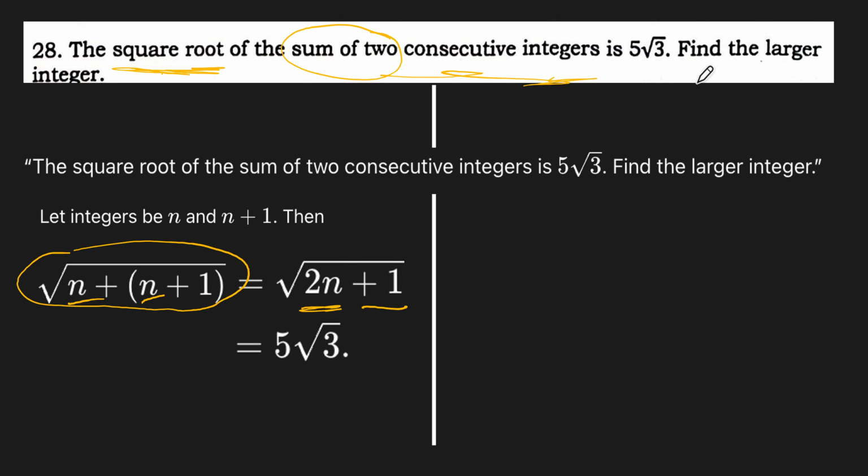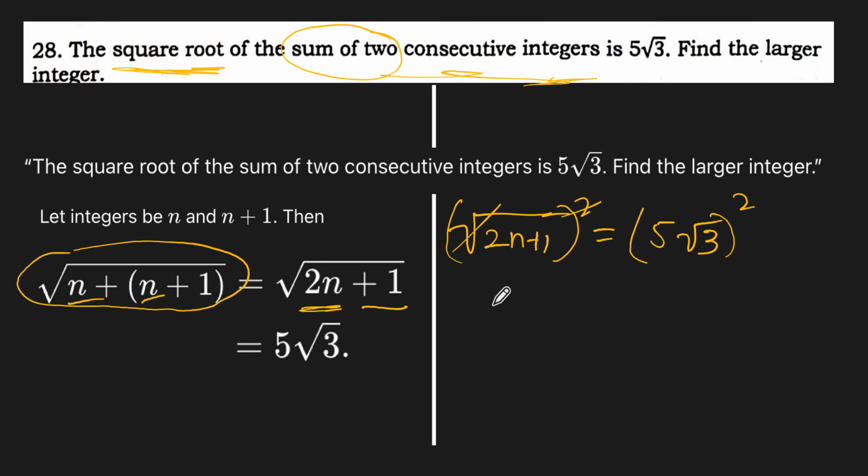So how did we get it? Because the square root of the sum of the consecutive integers is equal to 5 square root of 3. So 2n plus 1 equals 5 square root of 3. We can square both sides to cancel the square root. So we have 2n plus 1 equals 5 squared, that is 25. And then square root of 3 squared, we can cancel them, the remaining would be 3. Simplifying, we have 25 times 3, that is 75.